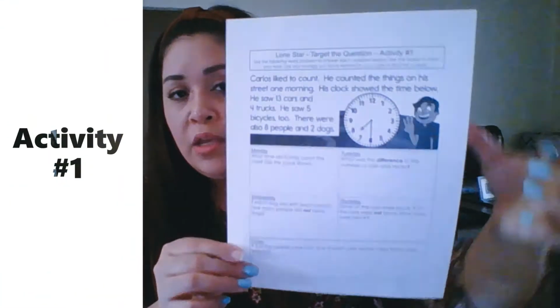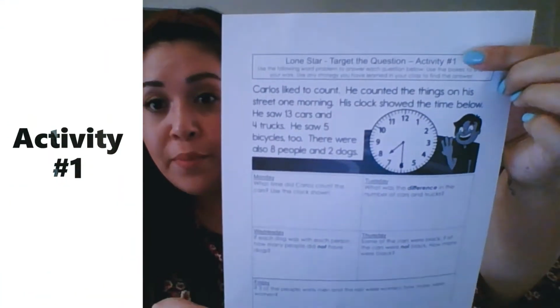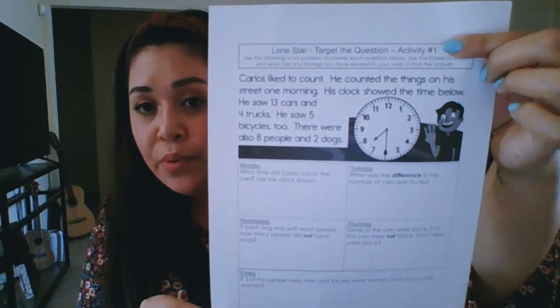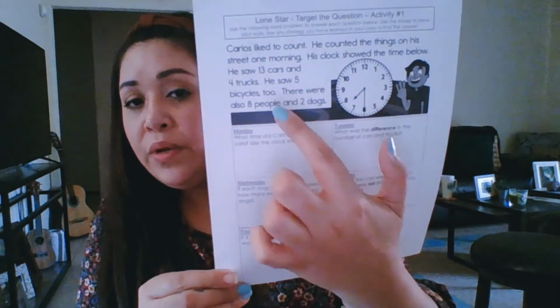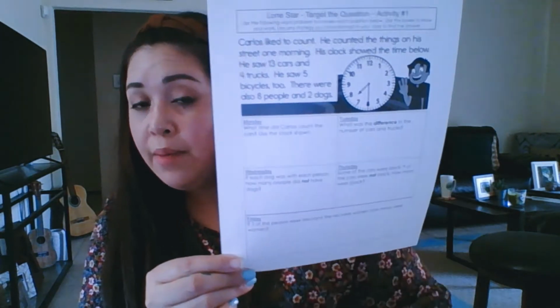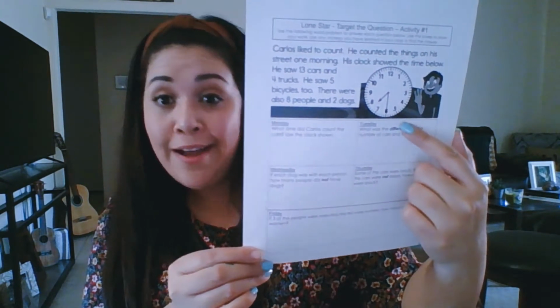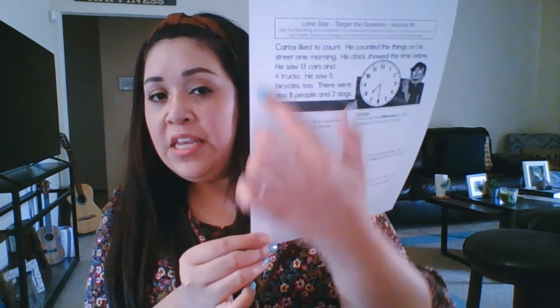You're going to start seeing the math look like this from here on out. It's going to look the same way. You're going to have activity number 1, and you can see that at the very top of your paper. For activity number 1, you're going to have one big word problem. Maybe you'll see some pictures, like this one has a clock. Remember, we've been telling time? You're going to use these pictures. You're going to use whatever information is here on this word problem.